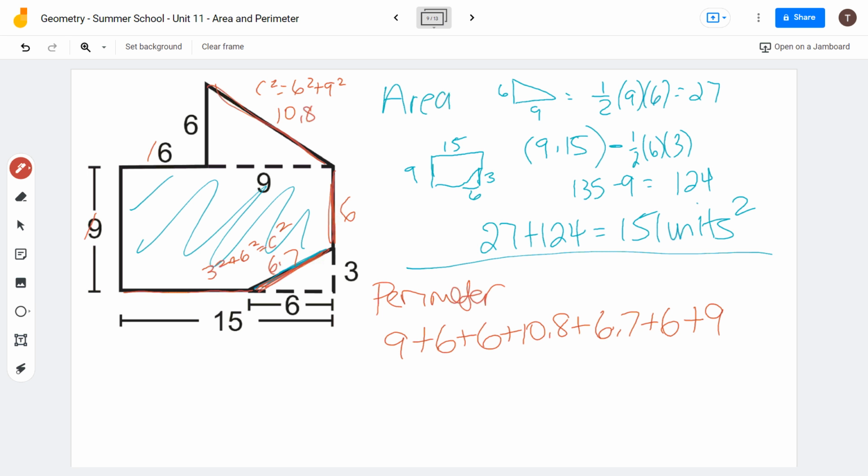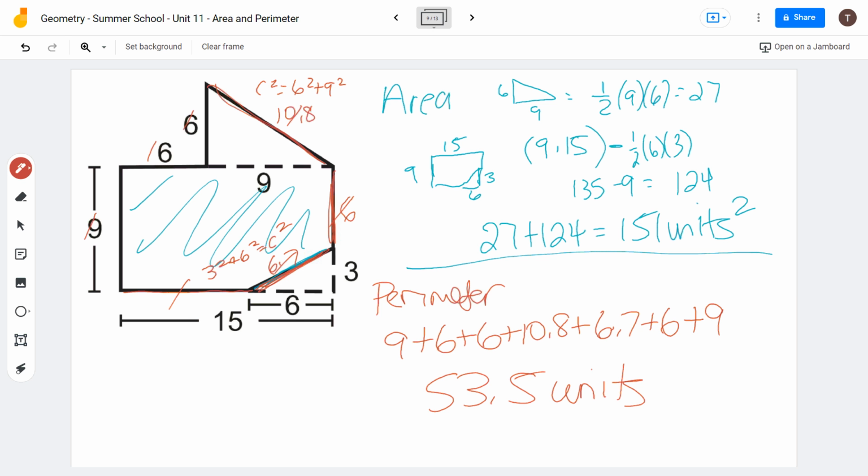I got the 9, the 6, the 6, the 10.8, the 6.7, the 6, and then the 9. So if I add those up, 9 plus 6 plus 6 plus 10.8 plus 6.7 plus 6 plus 9, I get 53.5 units.